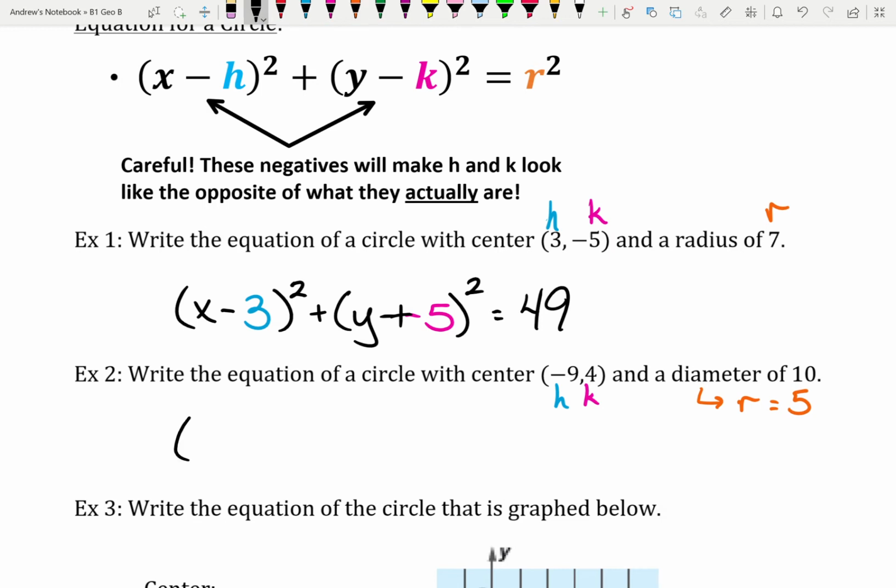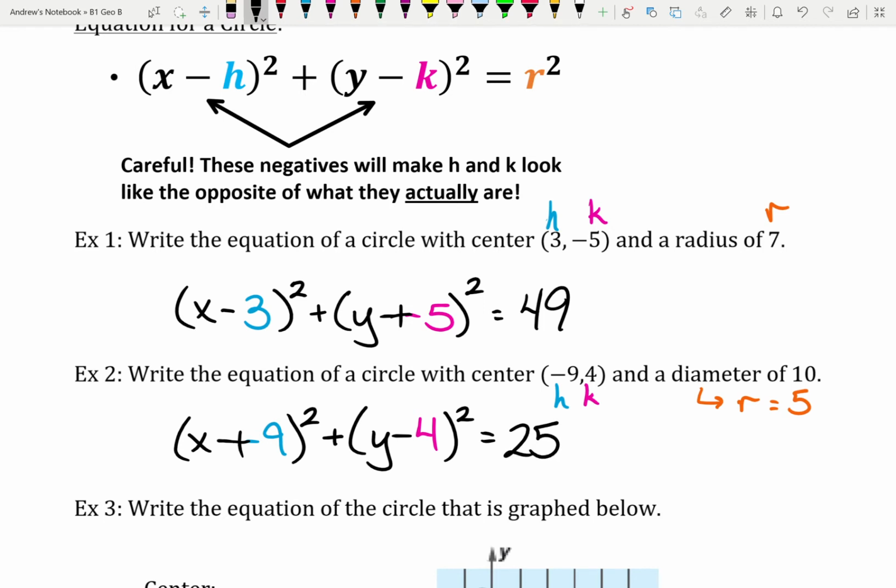Same kind of deal. We're going to have x minus h, which in this case is -9. We're going to throw a squared on there. We'll also have y minus k, which is just 4. We'll throw a squared on that. And then on the other side, we need to take the radius and square that. Similar to the last one, you might notice with the x's, x minus -9, you can turn that into x plus 9. As for that 5 squared, we can turn that into 25.